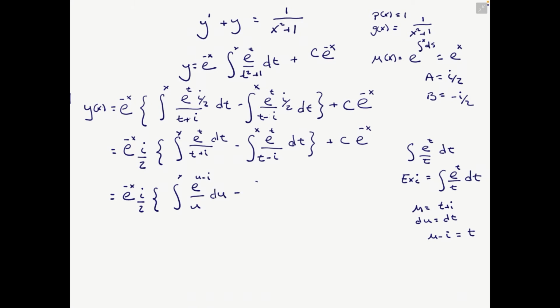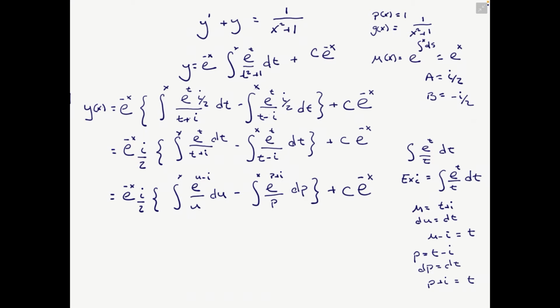And we could do the same for this. We'll say p equals t minus I, dp equals dt, and p plus I equals t. So we have e to the p plus I on p dp plus c e to the minus x.